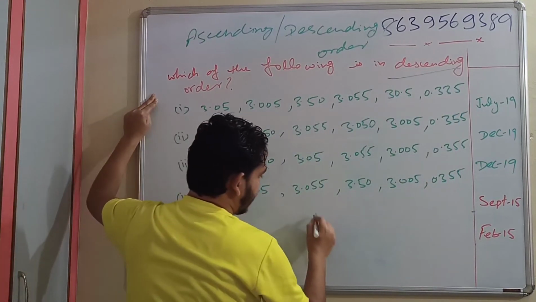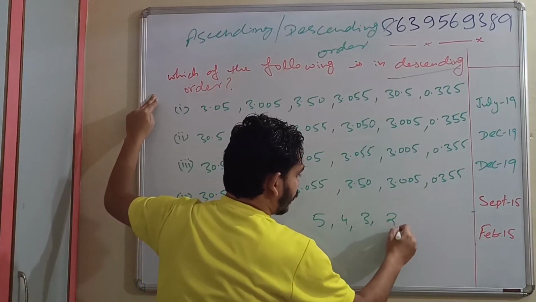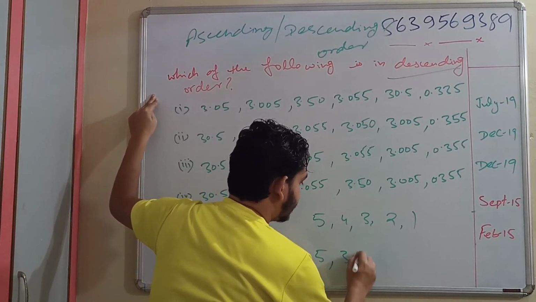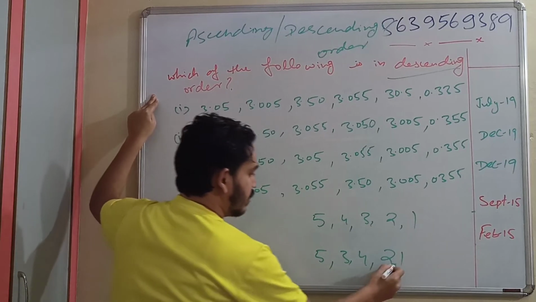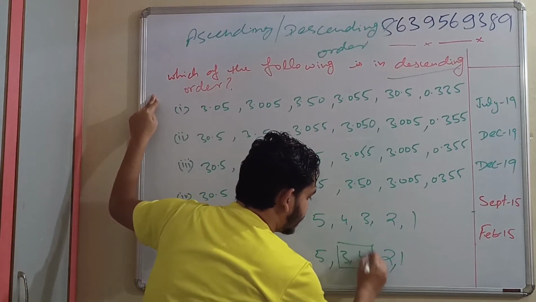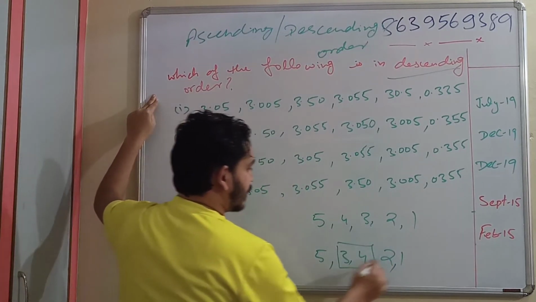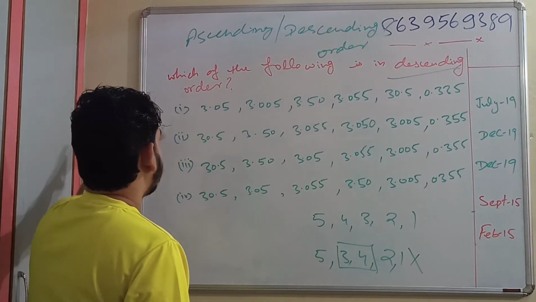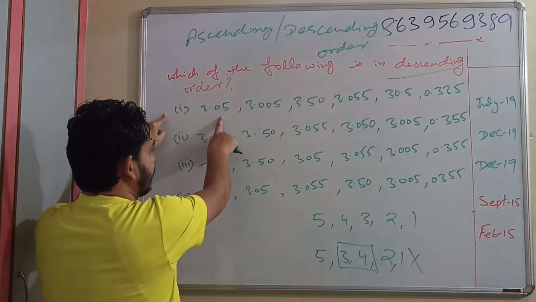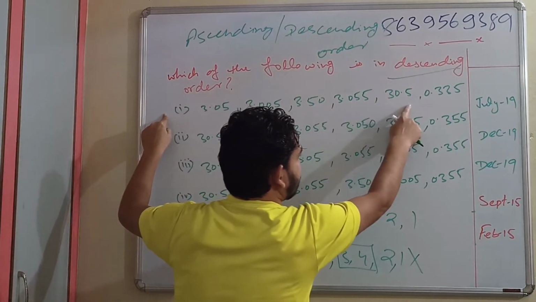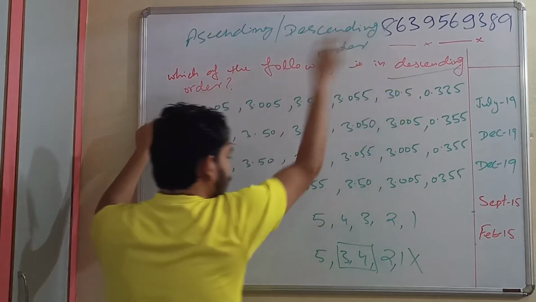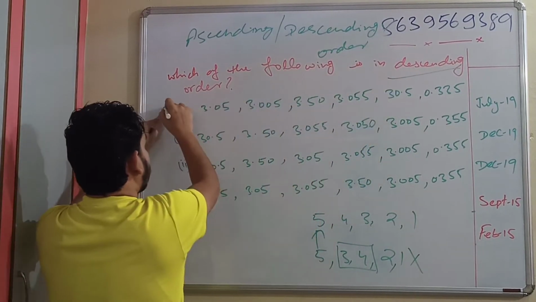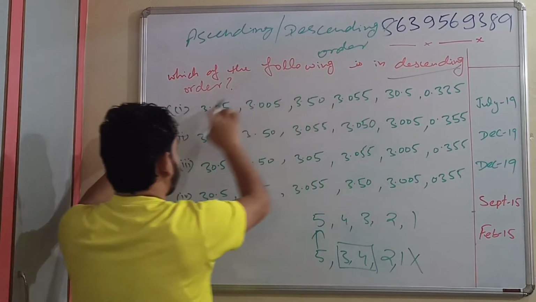Like the numbers have to be in 5, 4, 3, 2, 1. If in any option it is something like 5, 3, 4, 2, 1, then we can simply say these are not in descending order, so we can cancel out that option. Looking at the first option, it is 3 point something, 3, 3, 3. This is 30, the biggest one. It has to come at the very first place, so this option cannot be correct.